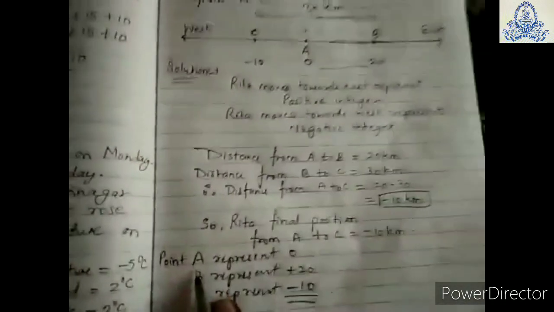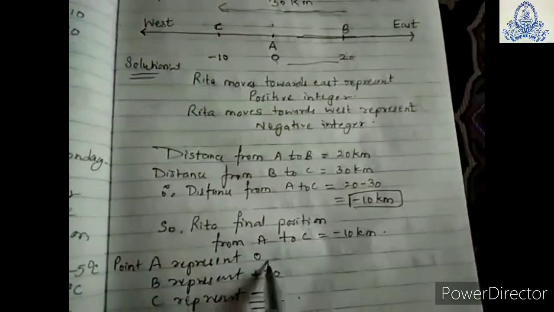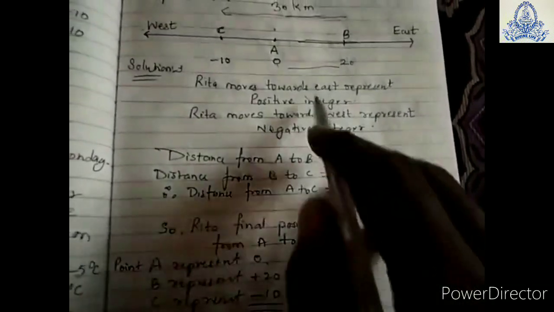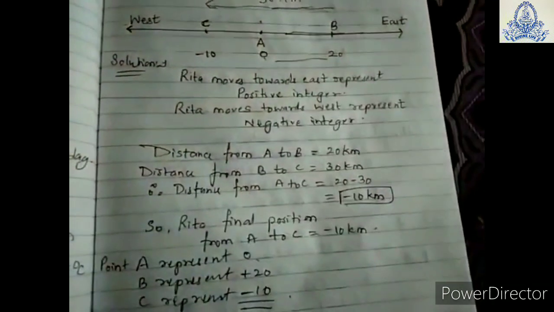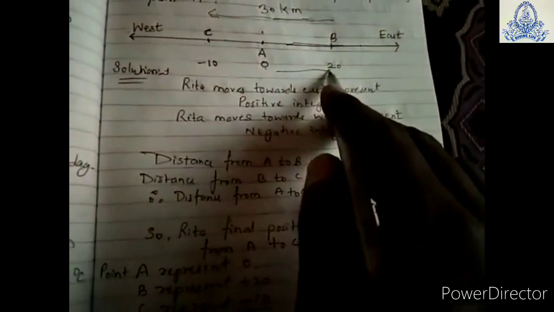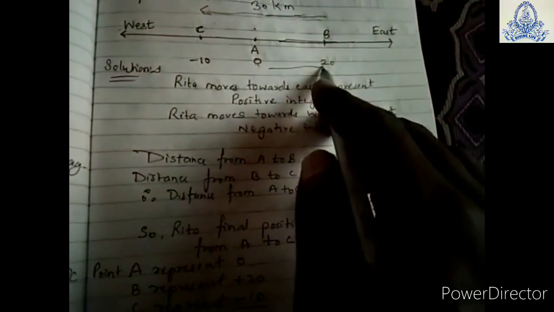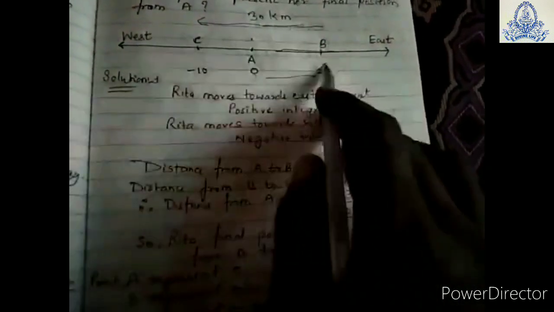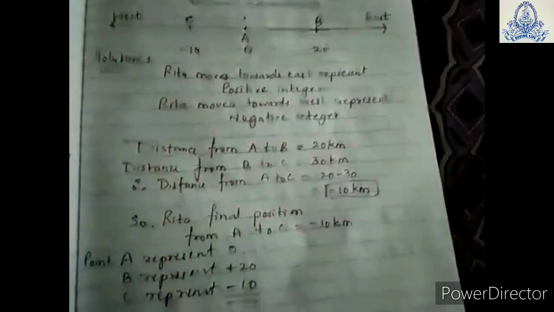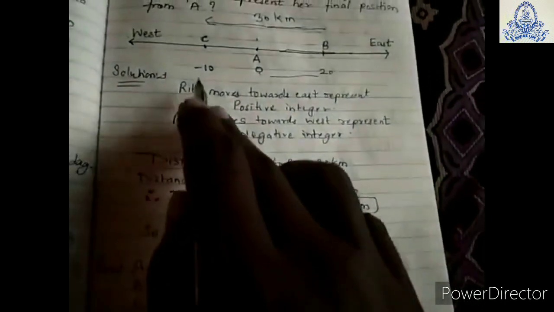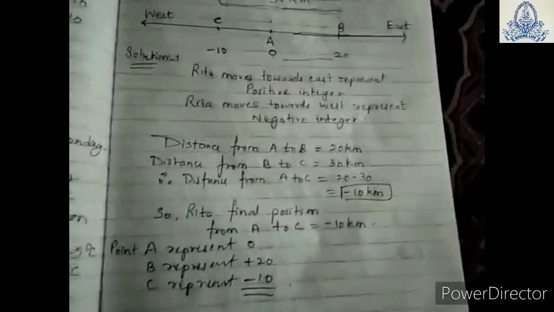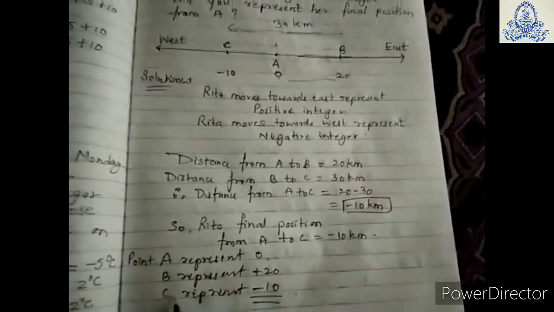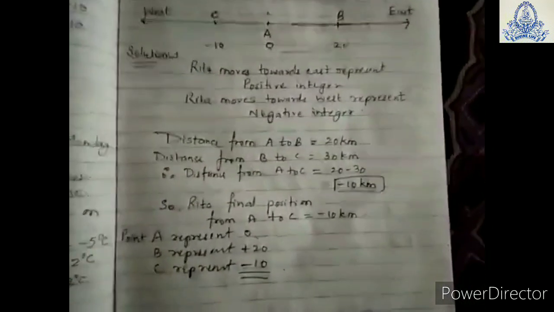According to that, point A represents 0, the starting point. Point B represents plus 20 kilometers, which was moved towards the eastern direction, and from point B, 20 kilometers, C is reached by traveling towards the western direction a total of 30 kilometers. So the C point represents minus 10 on the number line. According to this, A represents 0, point B represents plus 20, and point C represents minus 10.